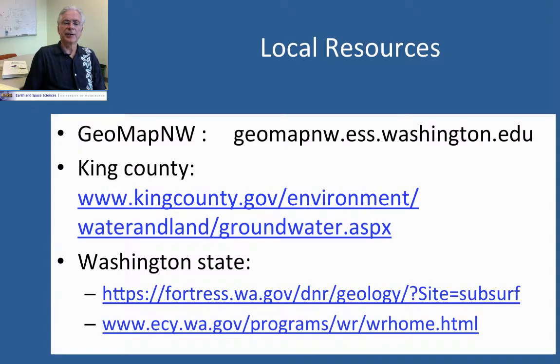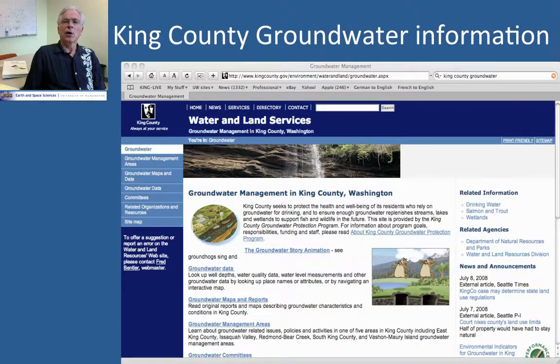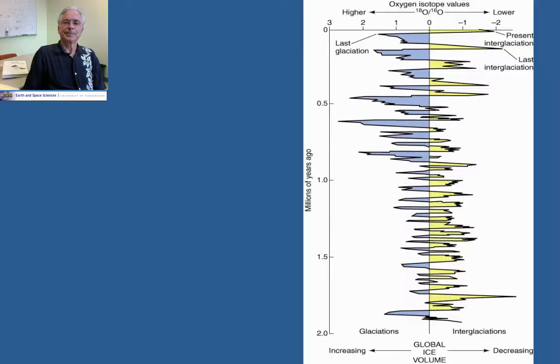The first site I have here, the Fortress site, has a database of subsurface geologic information. And the second site from the Department of Ecology is a database of well logs and well locations across the state. Here's the homepage for the King County groundwater resource information, and as you can see looking at this, there are groundwater data available, maps and reports, discussion of management areas. It's a very comprehensive site of information relating to groundwater in the local King County region.